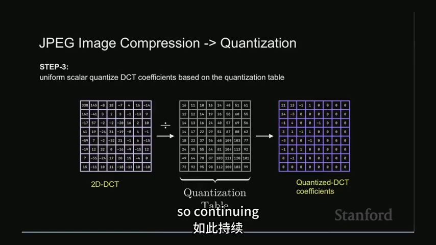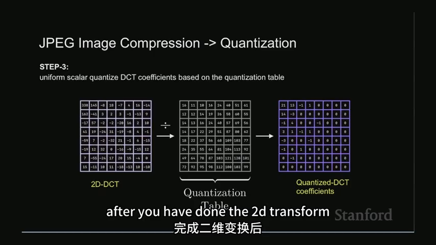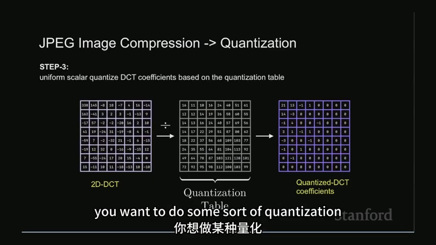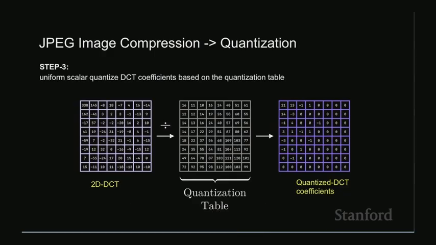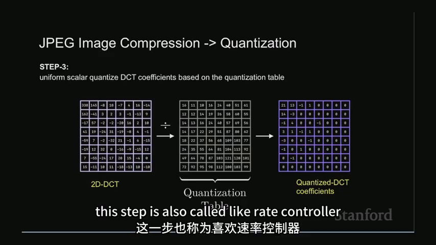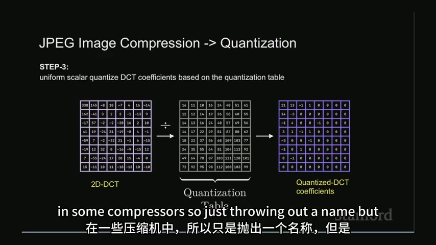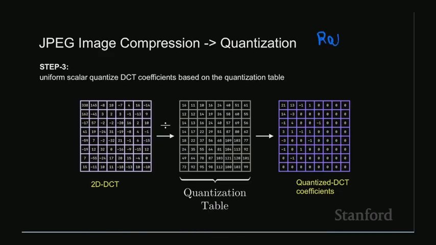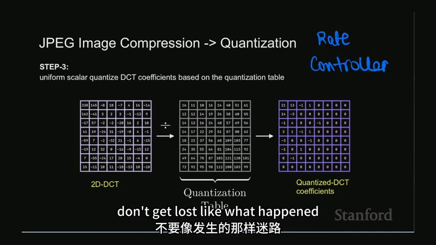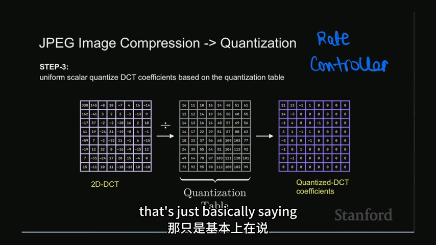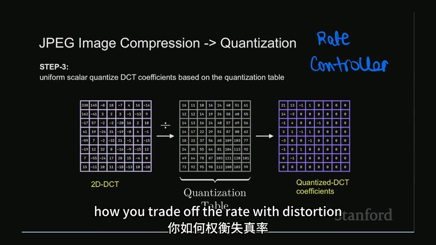Okay, so continuing, after you have done the 2D transform, you want to do some sort of quantization. That's really how you trade off between rate and distortion. This step is also called the rate controller in some compressors. So just throwing out a name, but if you hear rate controller somewhere, don't get lost. That's just basically saying how you trade off the rate with distortion.